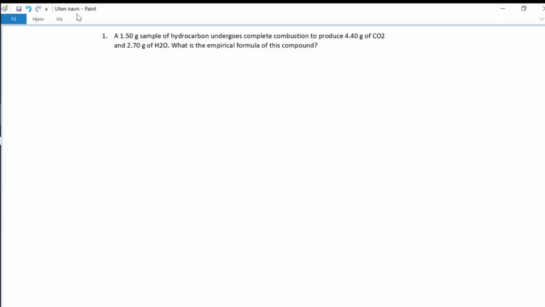A 1.50 gram sample of hydrocarbon undergoes complete combustion to produce 4.40 grams of carbon dioxide and 2.70 grams of water. What is the empirical formula of this compound?